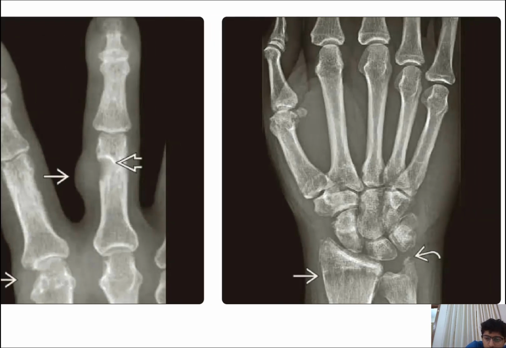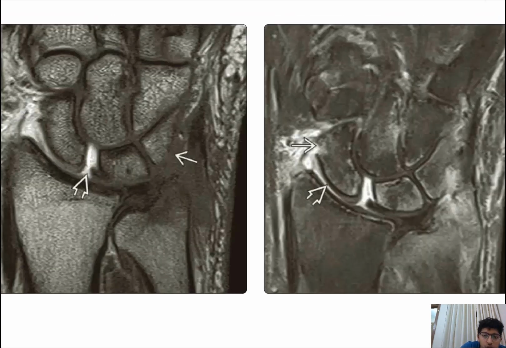If you see in this image again, we can see here there is the styloid process. The styloid process is showing some erosions. Also some band like area of osteopenia, usually seen in a rapid onset rheumatoid arthritis.